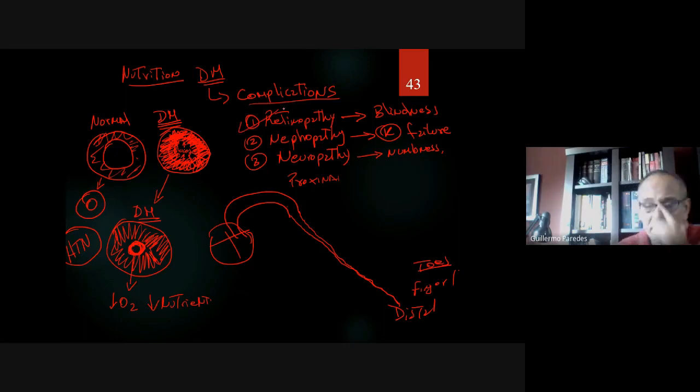The nephropathy. Nephropathy, why? You know that we have 1 million nephrons in each kidney. 1 million on the right, 1 million on the left. Nephron is a functional unit.